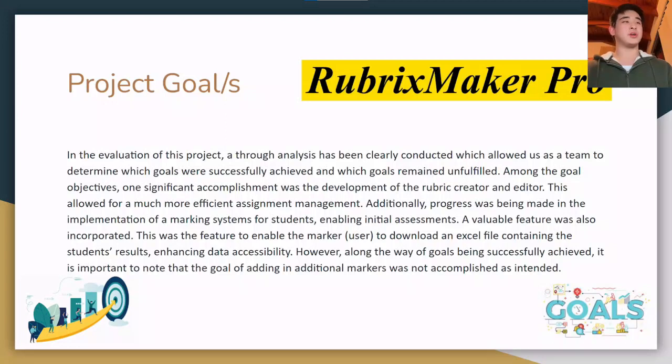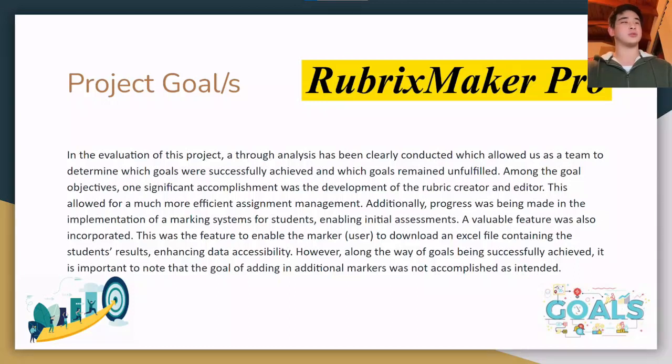In the evaluation of this project, a thorough analysis has been clearly conducted, which allowed us as a team to determine which goals were successfully achieved and which goals remain unfulfilled. Among the goal objectives, one significant accomplishment was the development of the rubric creator and editor. This allowed for much more efficient assignment management. Additionally, progress was made in the implementation of a marking system for students, enabling initial assessments.